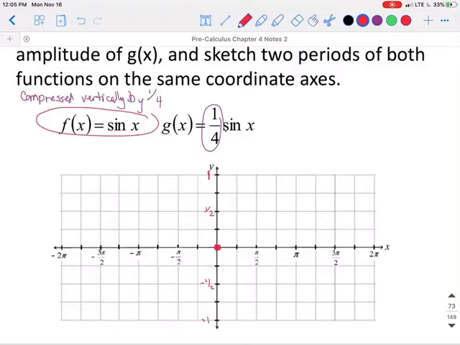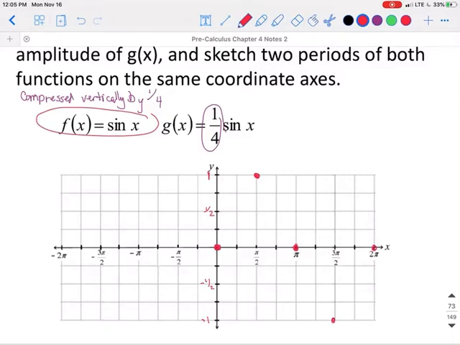Now for the sine function, as long as there's no type of transformation, it is going to change what it does every pi over 2. So the first pi over 2, we will get our high point. Pi over 2 more, we're back at our middle. Another pi over 2, we are at our low. Another pi over 2, we're back at the middle.